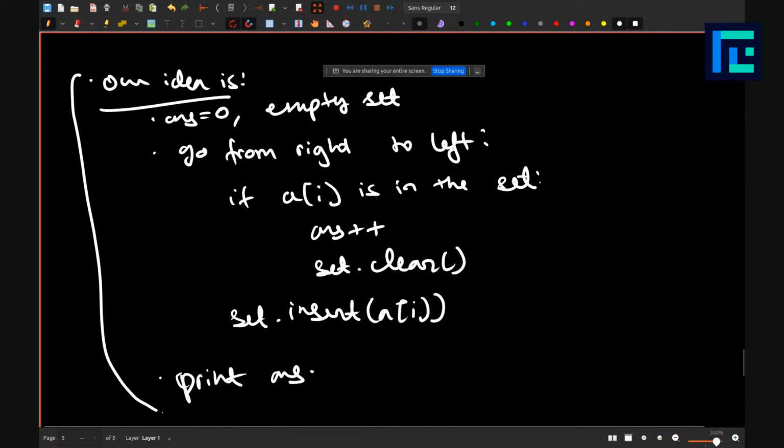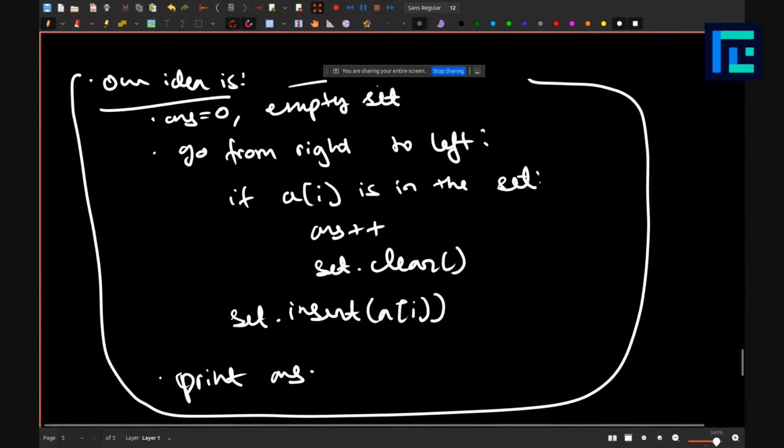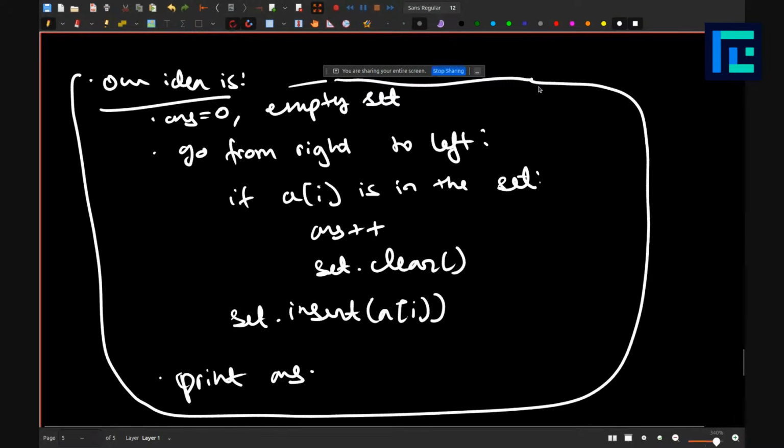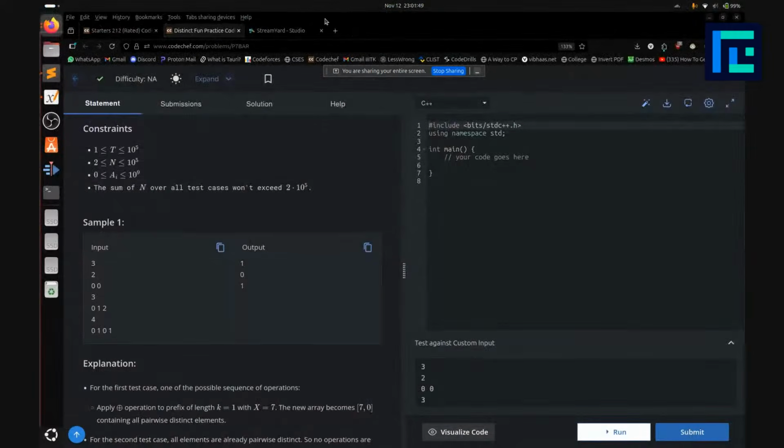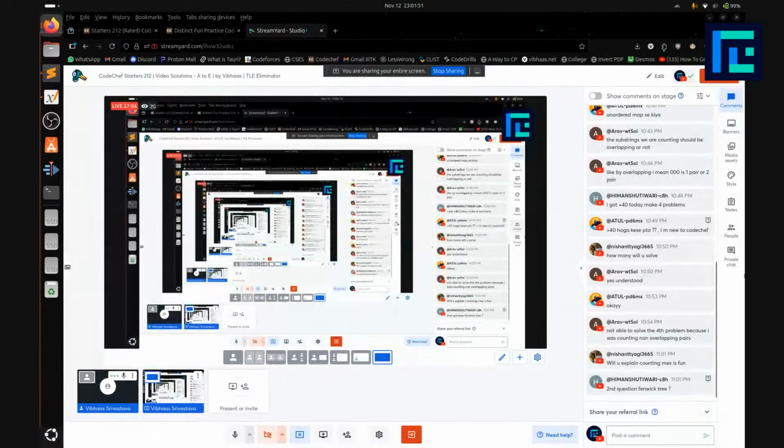So that's it. This is our whole idea. In my code, I used a map, but you can use set or unordered map, whatever you want. It doesn't matter because we just need to know how many times a of I appears. That's it, right? The best ideal way to do it would be use an unordered set. Okay. So is this clear?